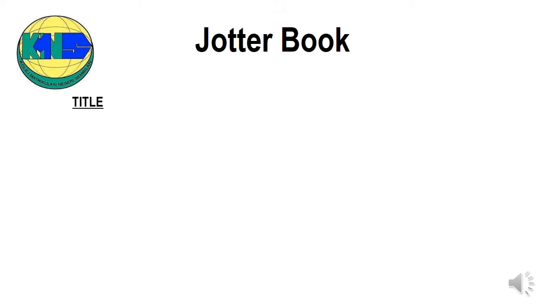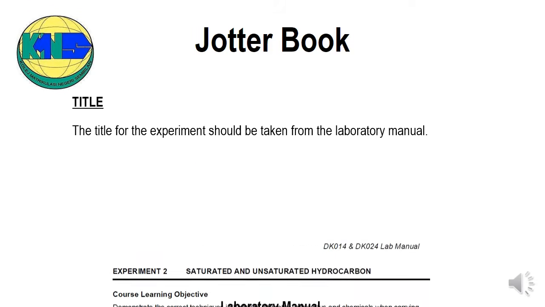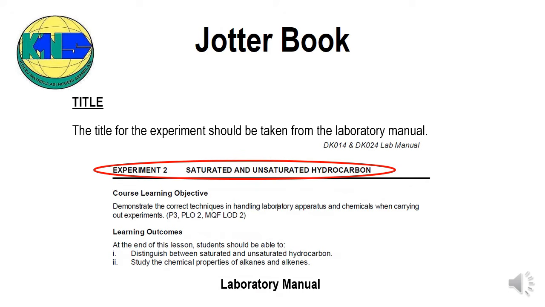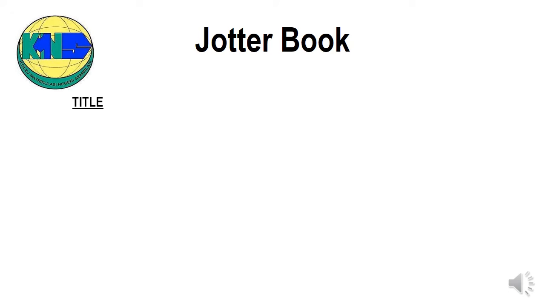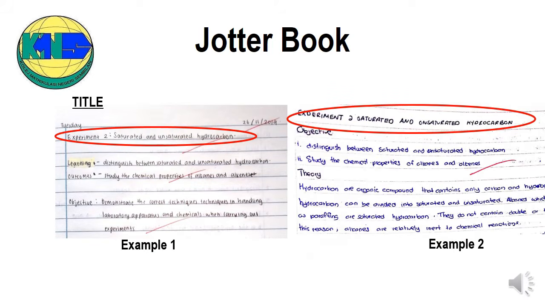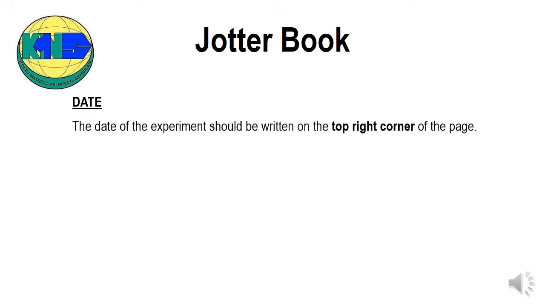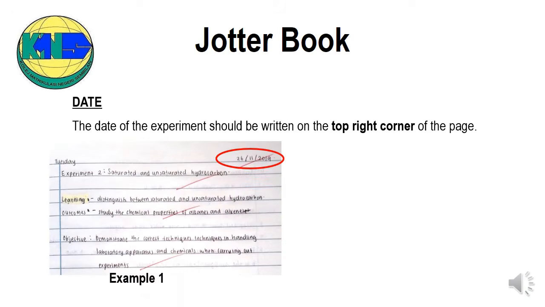First, the title. The title for the experiment should be taken directly from the laboratory manual. Examples of titles are shown as following. Next, date. The date of the experiment should be written on the top right corner of the page. Examples are shown as following.